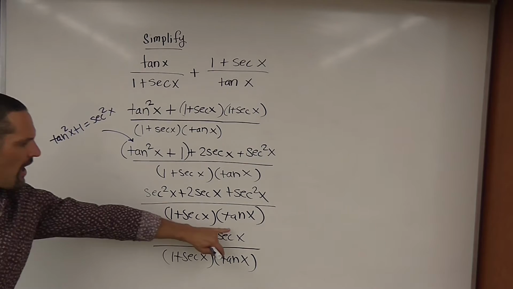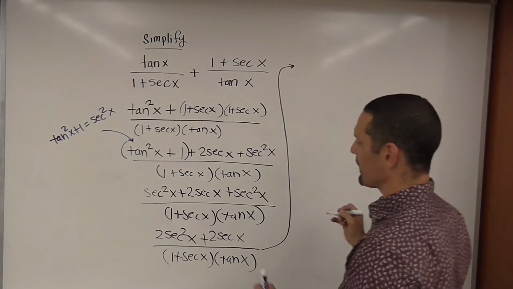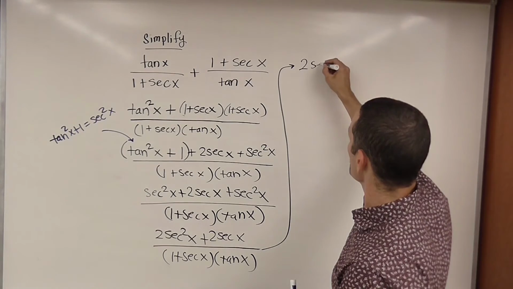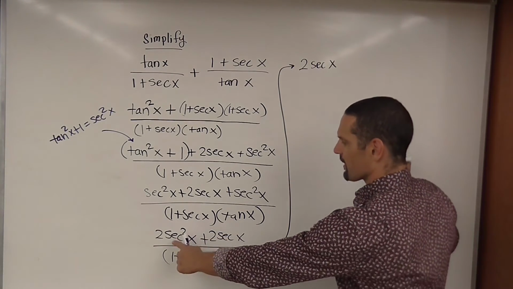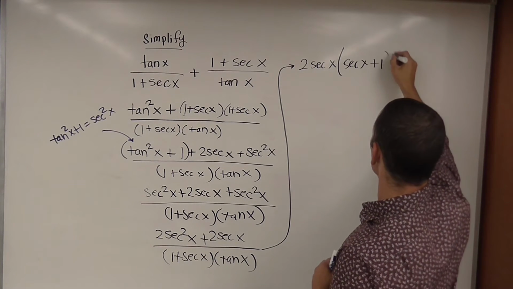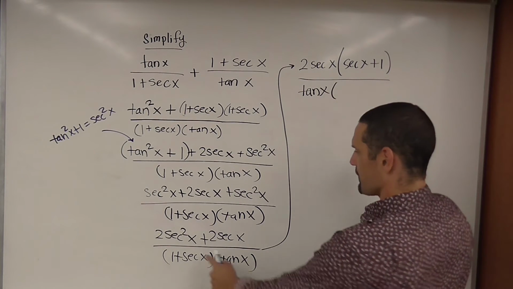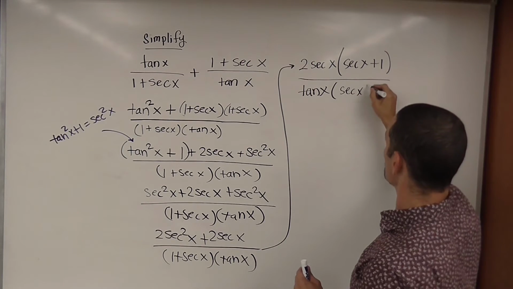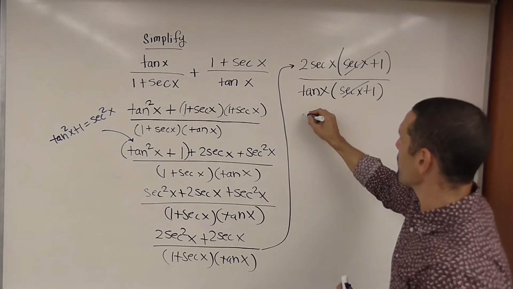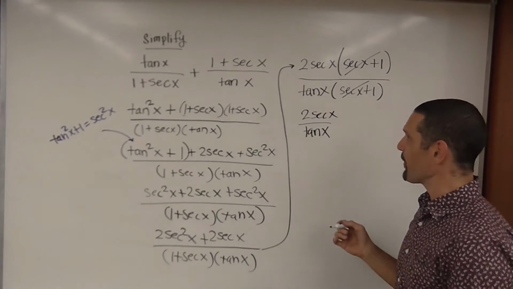Now you see what's common to both terms in the numerator is secant x. Well, we actually have 2 secant x. 2 secant x leaves us with secant x plus 1. And we're over this denominator of tangent x times, I'm going to write this as secant x plus 1. The reason I do that is so you can see now that these will cancel, and we're left with 2 secant x over tangent x. And we're asked to simplify this more.